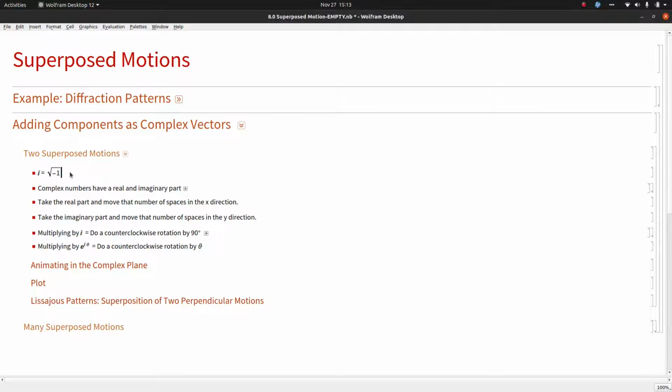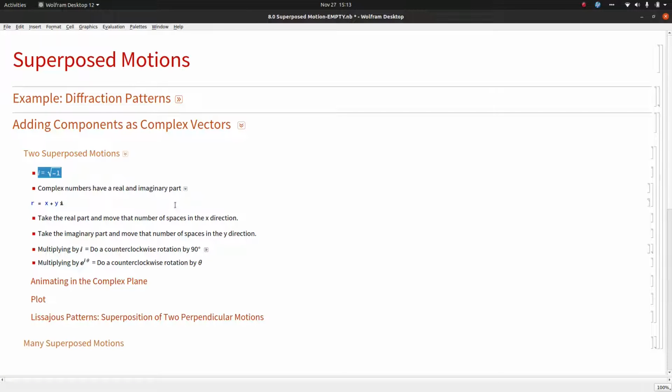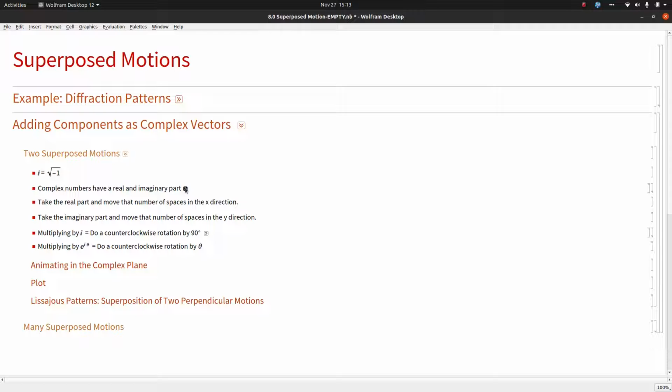Recall that we define i as the square root of -1, and that we define complex numbers as having both real and imaginary parts. So if I write a complex number r, I have x, which is an entirely real number, the real component. y is also a real number, but when I multiply by i, that second term becomes the imaginary part of that complex number. So complex numbers have real and imaginary parts.